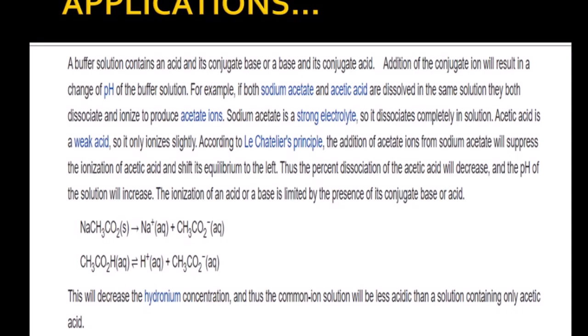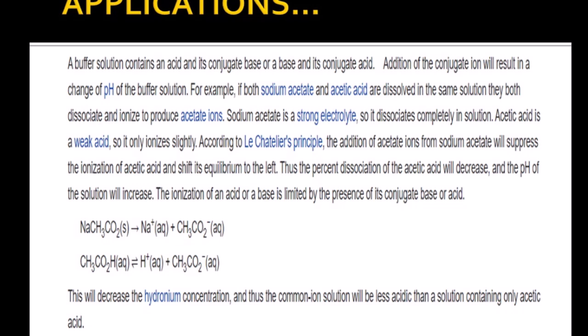Let's move on to one more application. It is the practical application. A buffer solution contains an acid and its conjugate base, or a base and its conjugate acid. Addition of the conjugate ion will result in a change of pH of the buffer solution. For example, if both sodium acetate and acetic acid are dissolved in the same solution, they both dissociate and ionize to produce acetate ions. Sodium acetate is a strong electrolyte, so it dissociates completely in solution. Acetic acid is a weak acid, so it only ionizes slightly.